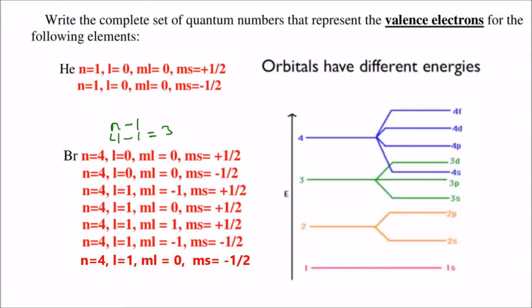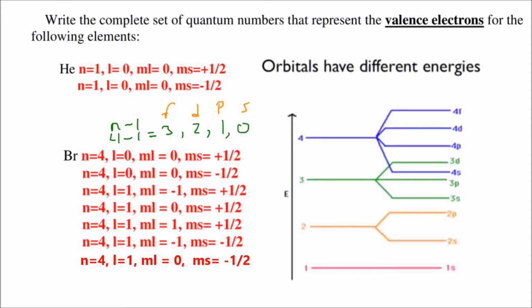So one of the possibilities is 3. And then we could have 2, 1 for L, and also 0. Remember that each of those corresponds to orbitals s, p, d, and f. One thing that we need to remember is that orbitals have different energies.